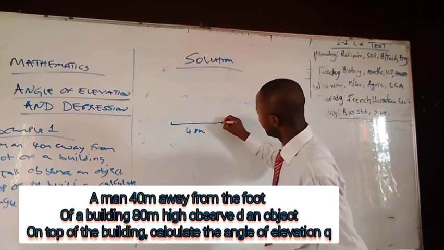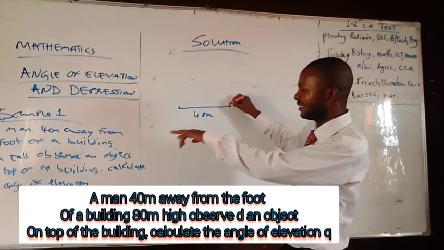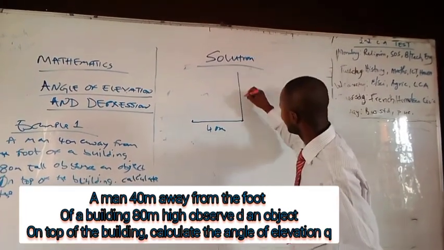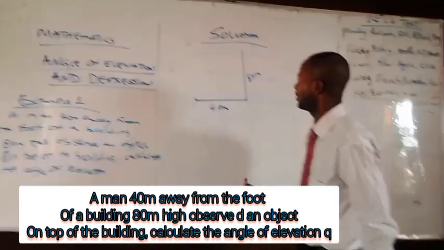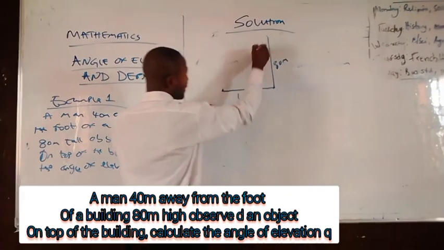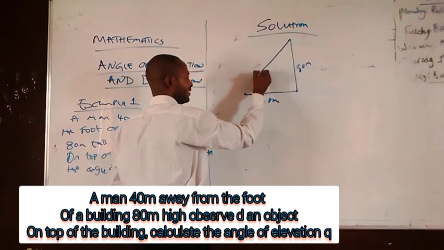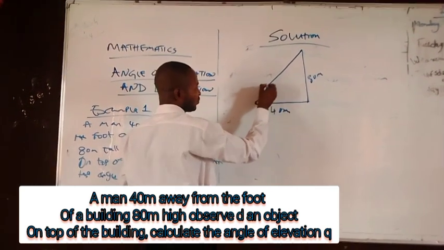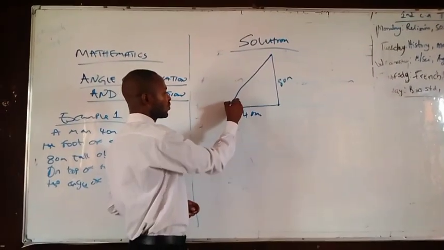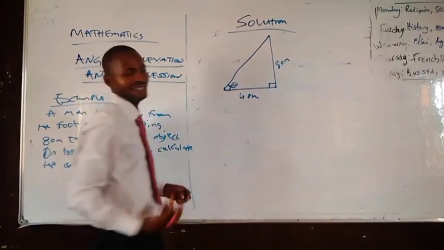The building is 80 meters tall. Let's assume this is 80 meters. The man observes an object on top of the building, so let's assume this is where the object is. Then we connect that object to the man, and we find out that it gives us a right angle triangle. We have to find the angle of elevation, which in this case is the theta here.